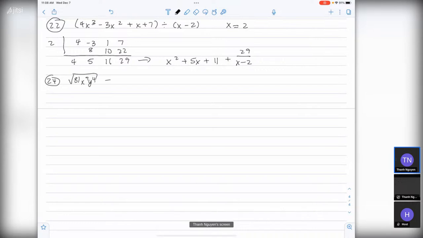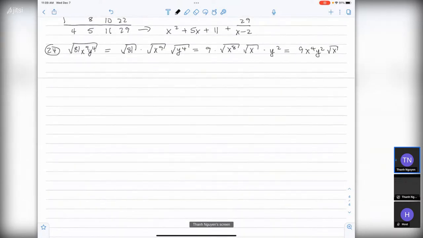I want to simplify the square root of 81x to the 9 y to the 4. Well, this is equal to the square root of 81 times the square root of x to the 9 times the square root of y to the 4. Square root of 81 is 9. You can't take the square root of x to the 9 directly, so what you can do is square root of x to the 8 times square root of x, and then that is y squared right there. So then you have 9, x to the 4, y squared, and square root of x.